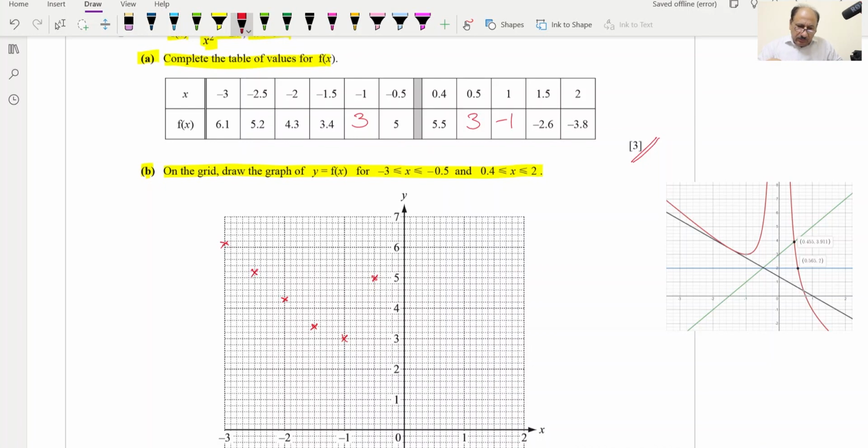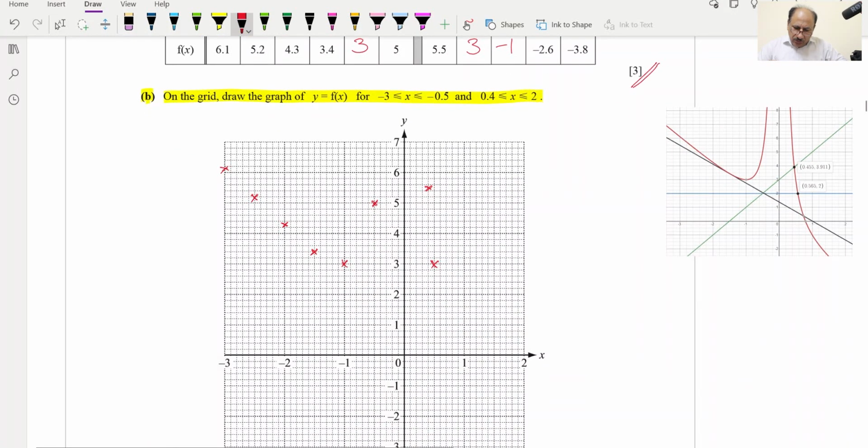Now we can go to the positive values, 0.4 and 5.5. 0.4 will be this one, and 5.5 will be 3 over here. Yes, so we got this value. Next is 0.5 and 3. 0.5 and 3 is this indication. Then comes 1 and minus 1. So 1 and minus 1 is this one.